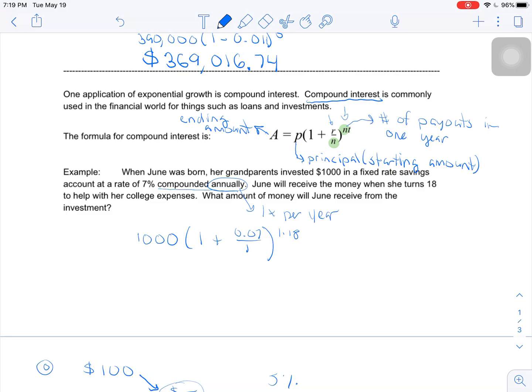So we can clean this up a little bit because we're dividing by 1 here and multiplying by 1 here. So we're going to get 1,000 times 1 plus 0.07 to the power of 18. And now this is a grab-your-calculator problem again. So 1.07 to the power of 18, and then multiply it by 1,000.